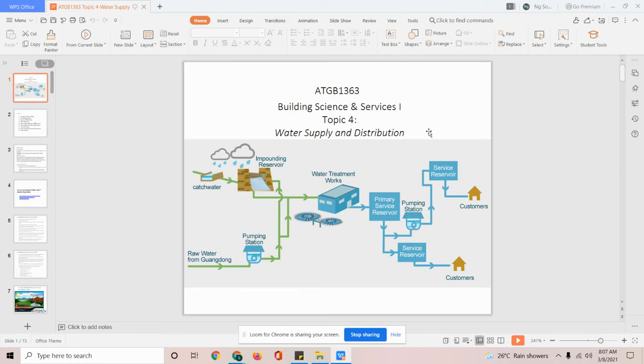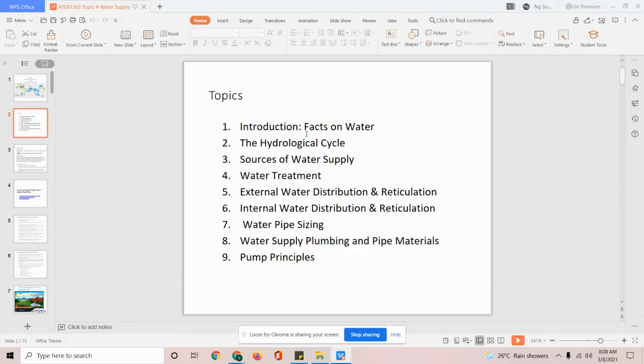So in this topic, water supply and distribution, we will have these subtopics. As usual, we want to know a bit about what it means by water, and then about the hydrological cycle, and then where is our source of water, and how we can treat our water. So this part, water treatment, is quite similar when it comes to sewage treatment. The method where we treat water for us to use is quite similar to when we treat sewage. And then after that, you have your external water distribution and reticulation, and then internal.